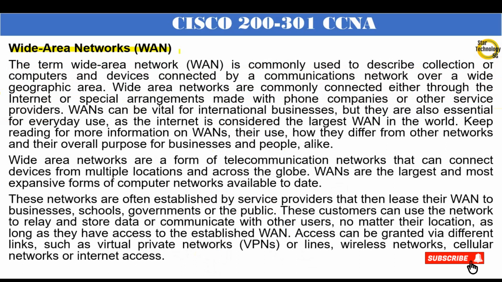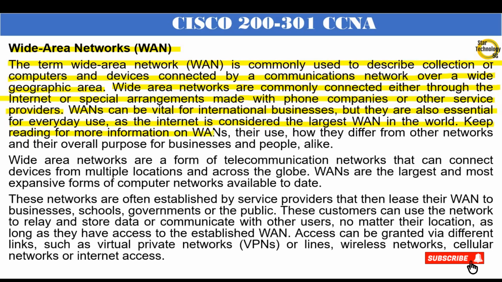Wide Area Networks, WAN. The term Wide Area Network, WAN, is commonly used to describe a collection of computers and devices connected by a communications network over a wide geographic area. Wide area networks are commonly connected either through the internet or special arrangements made with phone companies or other service providers. WANs can be vital for international businesses, but they are also essential for everyday use, as the internet is considered the largest WAN in the world.